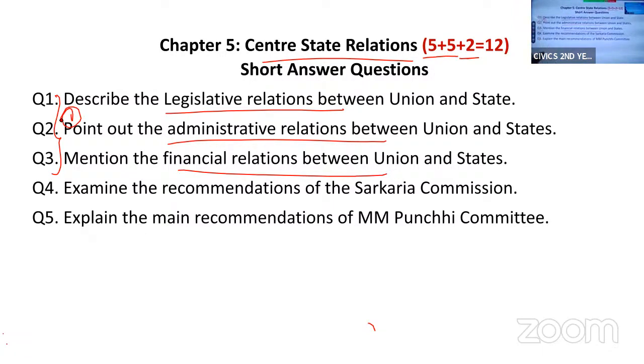One is out of these 3 relations, and you have 2 commissions: Sarkaria Commission and Madan Mohan Punchhi Commission. Out of these 2, you will get 1. So if you are learning 5 questions, that is 10 marks, 2 SAQs you will be able to answer in your exam. So I insist my students learn this chapter thoroughly so that they can score marks here. The questions are very simple, very easy to understand. So let us see the questions now.